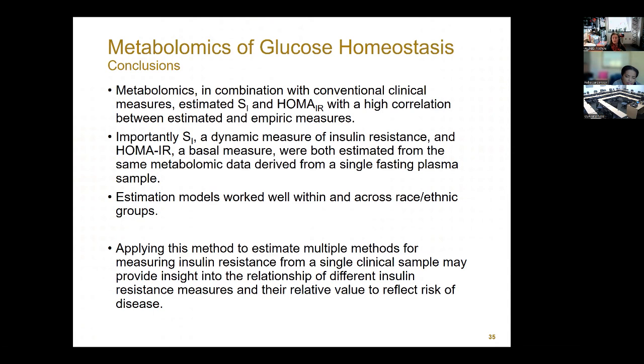And our preliminary results suggest the estimation models worked reasonably well across race and ethnic groups, although a multi-ethnic model will likely be necessary. So overall, applying this method to estimate multiple methods for measuring insulin resistance from a single clinical visit may actually be valuable and provide insight into the relationship of different insulin resistance measures and their relative value for predicting risk of overt disease.